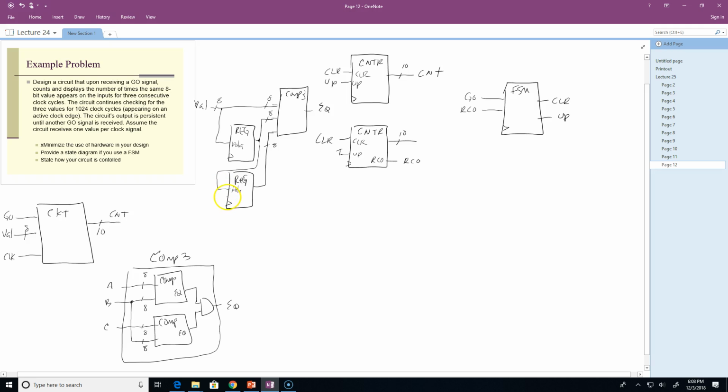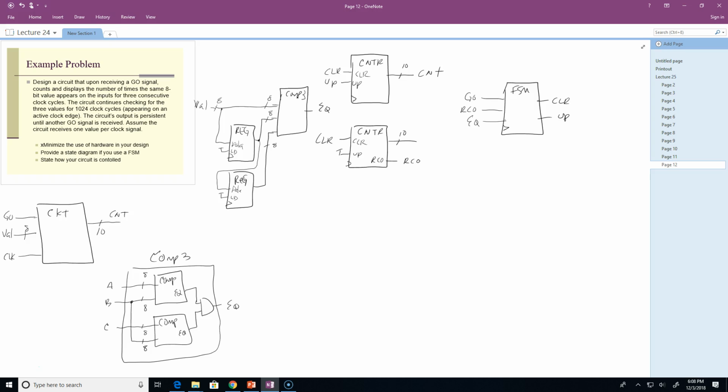Loads. I don't think I need to worry about the loads, except I don't need control over them. It's always going to be loading. I don't need to clear these things because I'm always loading new values into them. I think that's all the hardware I need, except for the fact that I have an EQ sitting here. EQ is a status input, and it's going to be an input to my state machine. So I got the hardware set up.